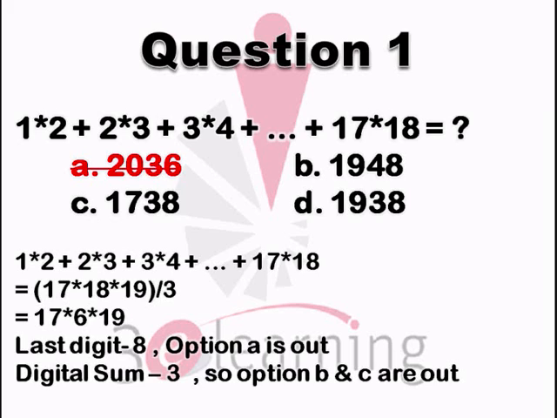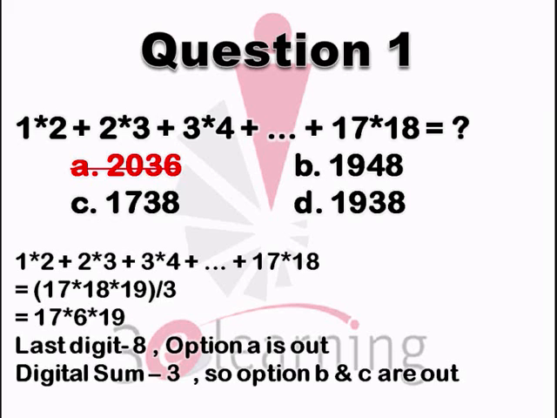So the digital sum of 17 into 6 into 19 is 3. Now we have to check with the options. Option B, we have 9, so no use of digital sum. 1 and 8 becomes again 9, no use of digital sum. So left one is only 4. But we are looking for digital sum 3. So option B is out.